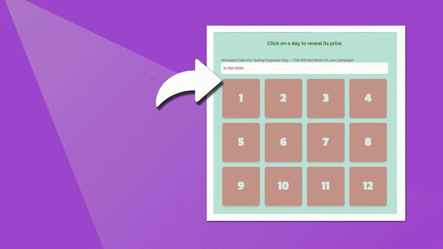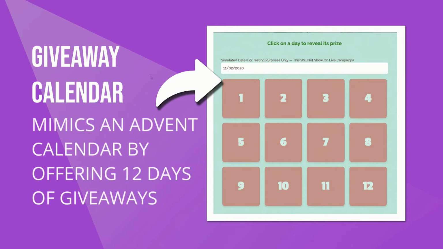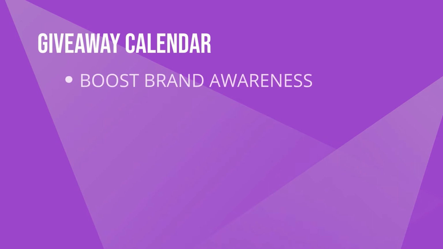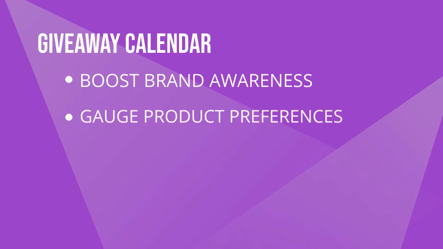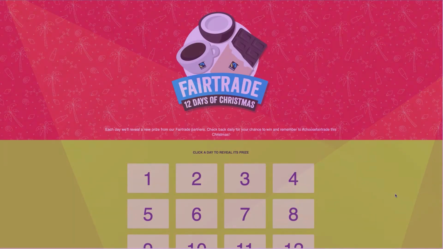We're going to start with one of our most popular templates, which is our giveaway calendar template. If you're familiar with an advent calendar, this was set up to mimic that. It has 12 days of giveaways in which participants will click on a day and then enter that day's giveaway. This type of giveaway helps you boost brand awareness by encouraging participants to come back day after day. You can also gauge product preferences by evaluating which giveaways were the most popular. And of course, this giveaway is also going to help you collect lots of quality leads.